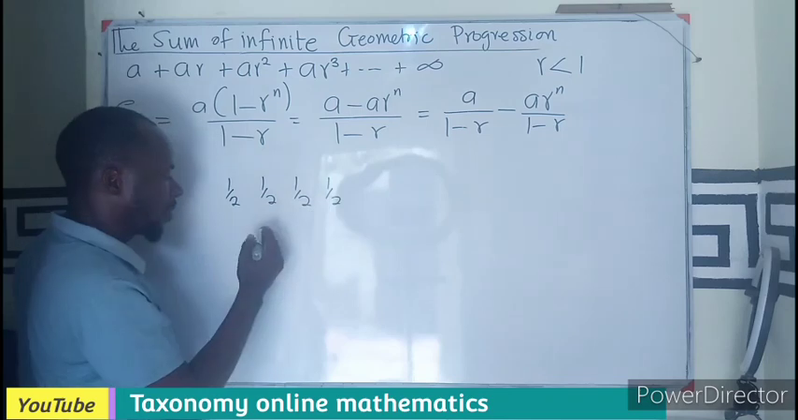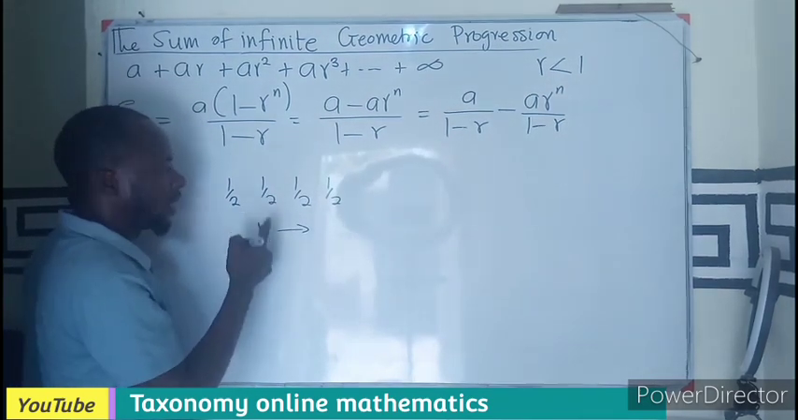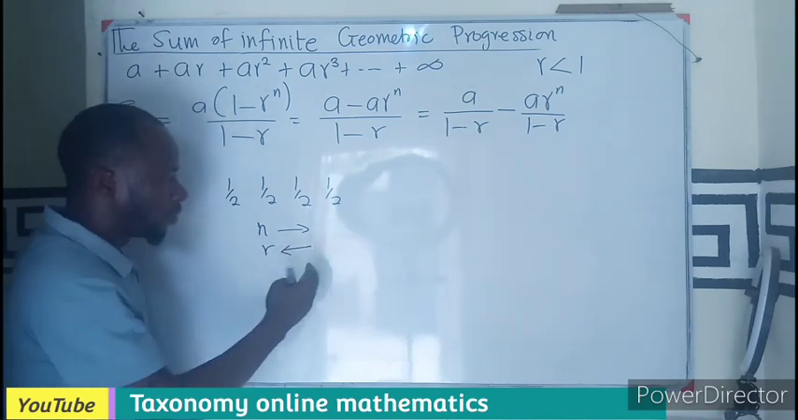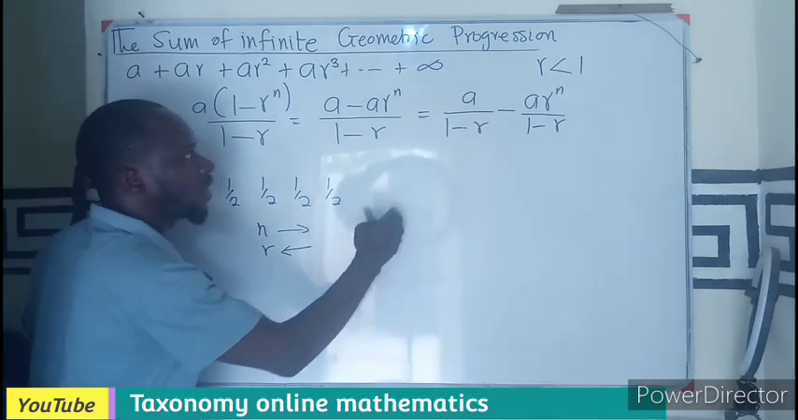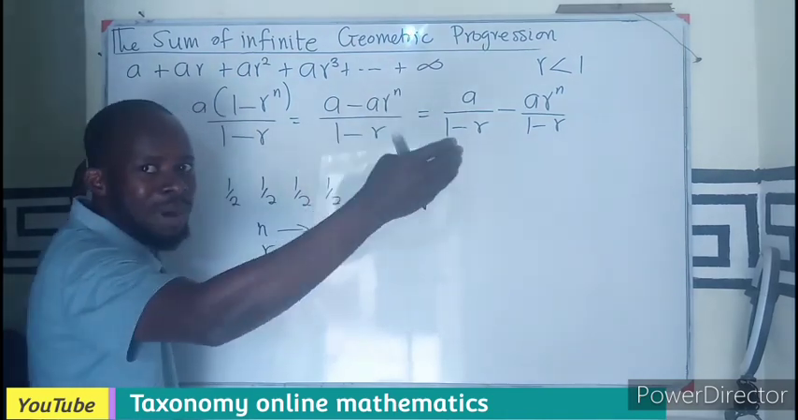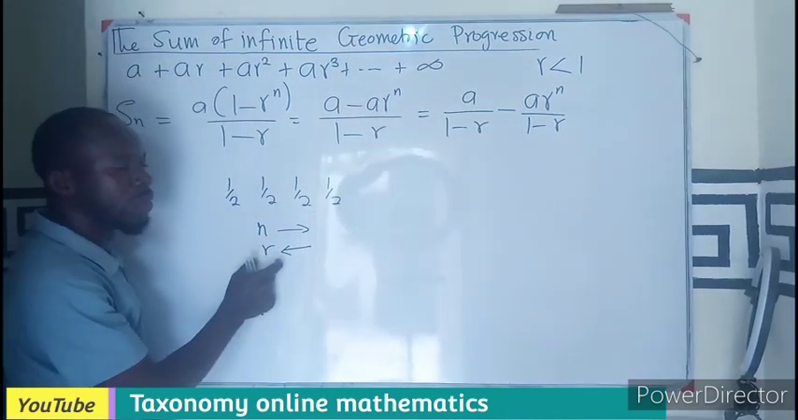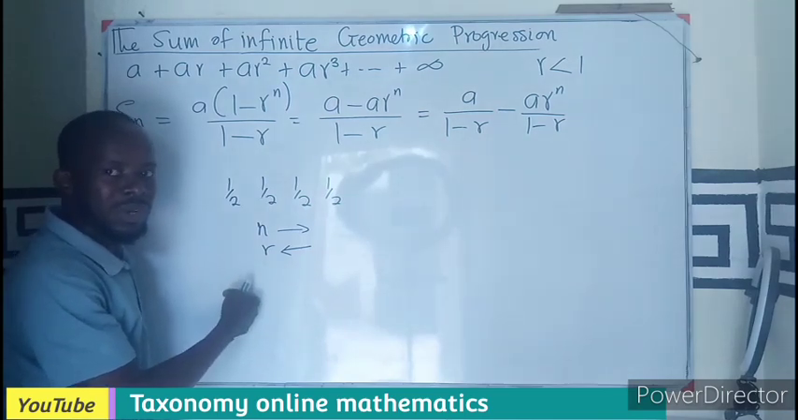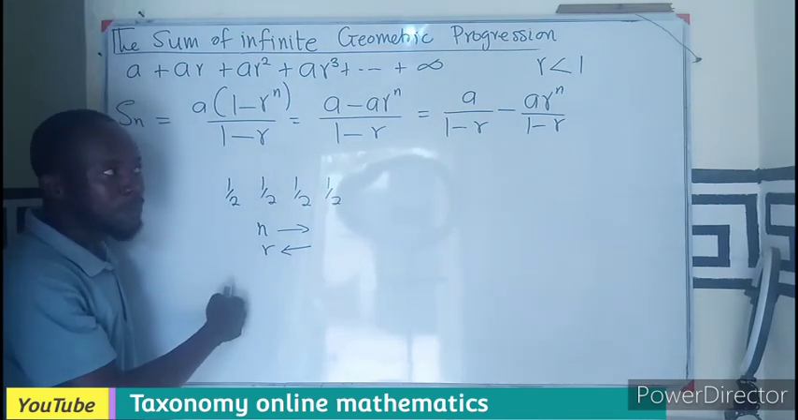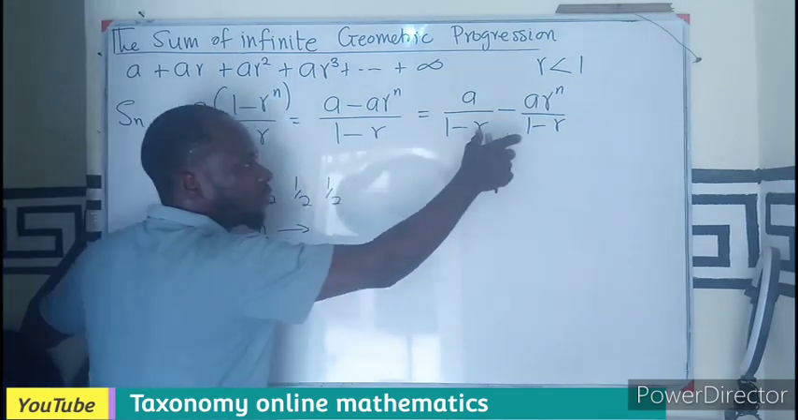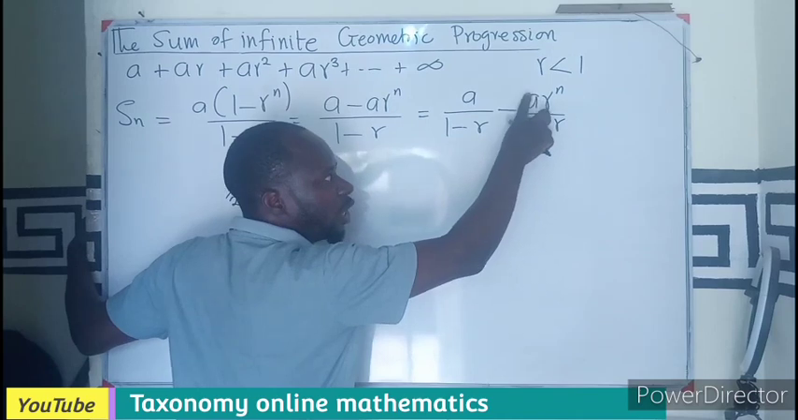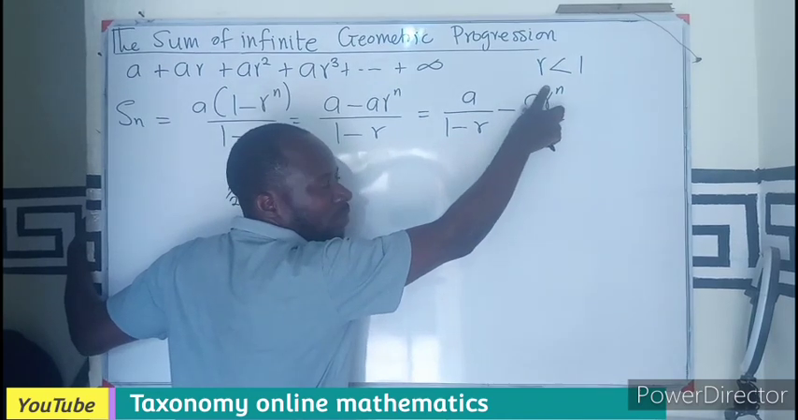So when n is increasing, then r to the power n will be decreasing. Meaning if n is moving closer to infinity, that is a larger number, then r to the power n will be moving closer to 0. If n is increasing and r to the power n is approaching 0, it means the numerator is going to be 0.